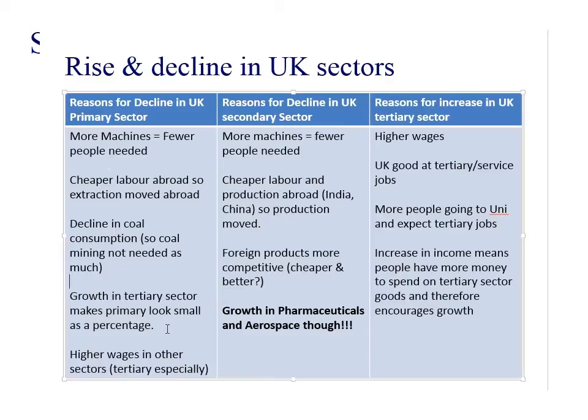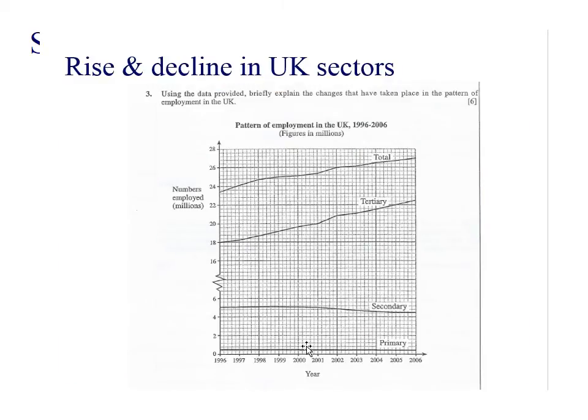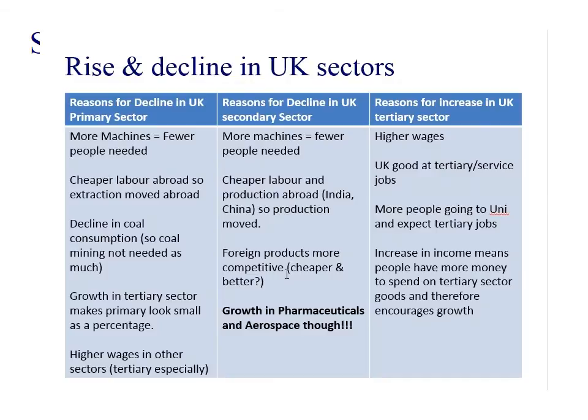If we're looking at percentages, although the primary sector has stayed very stable, if we looked at it in terms of pie charts, because we've had such growth in the tertiary sector, the percentage of people employed looks quite small, looks like it's declining, even though over the last 10 years we've had quite a stable amount of people employed in the primary sector.